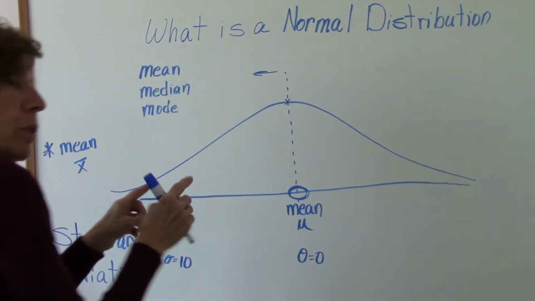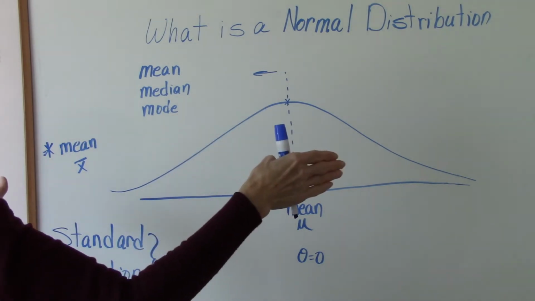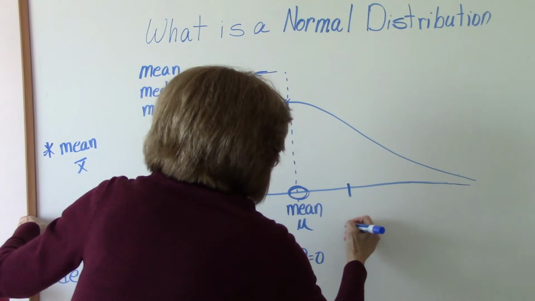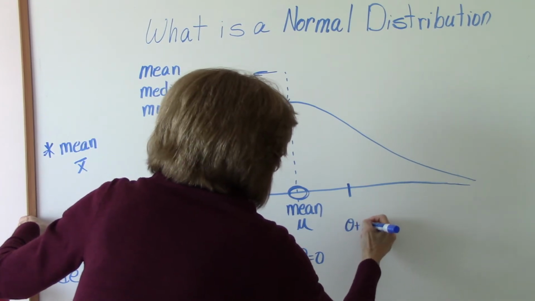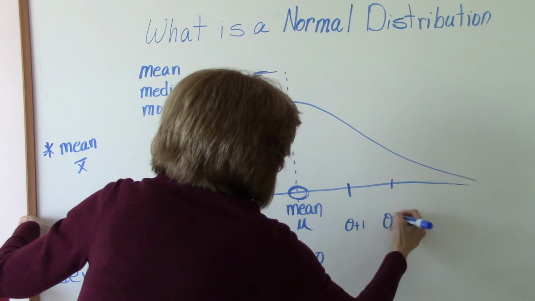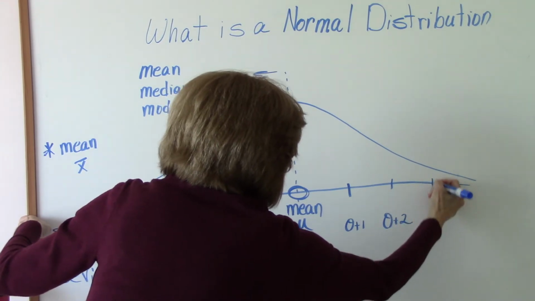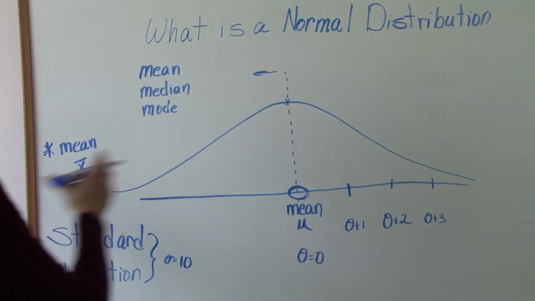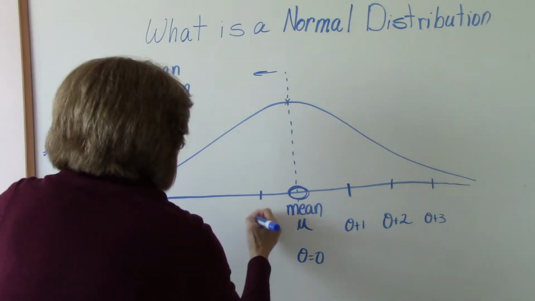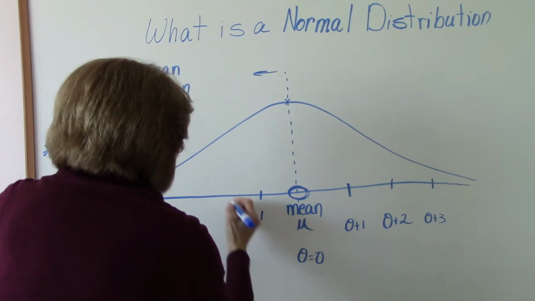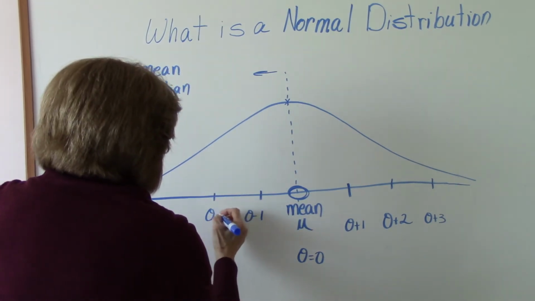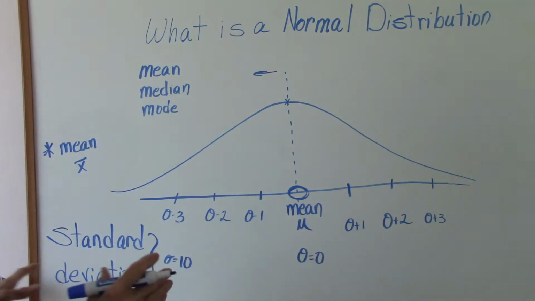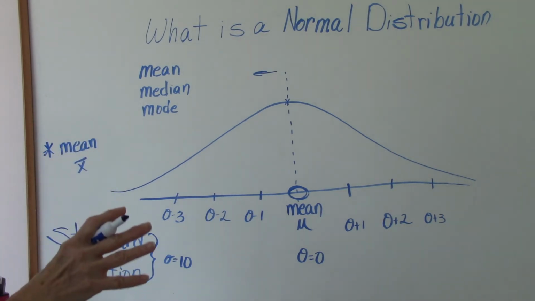Now, we're going to go 3 units to the right and to the left. Here we have the standard deviation plus 1, the standard deviation plus 2, and the standard deviation plus 3. Then when you go to the left of the mean, we have the standard deviation minus 1, the standard deviation minus 2, and the standard deviation minus 3.